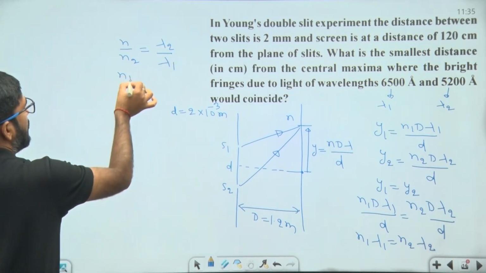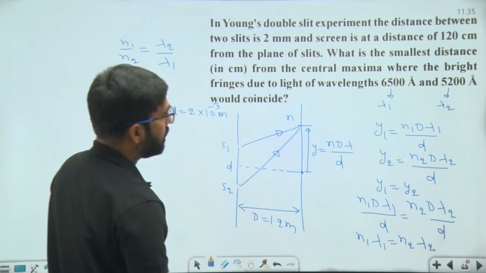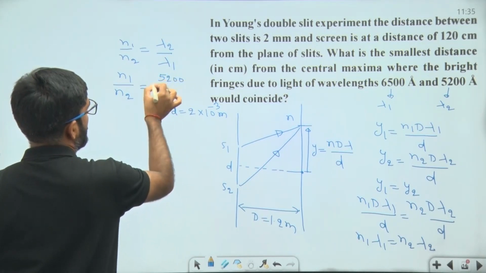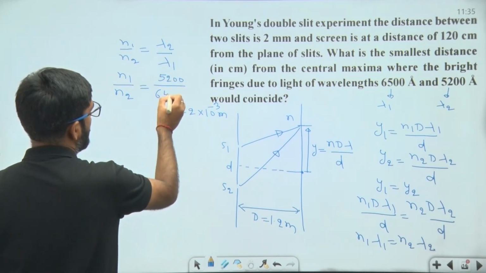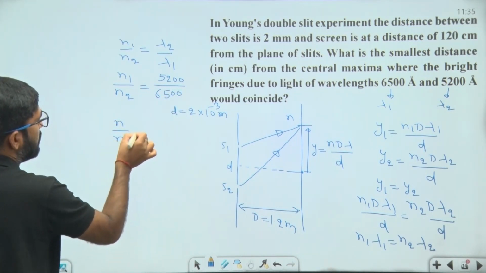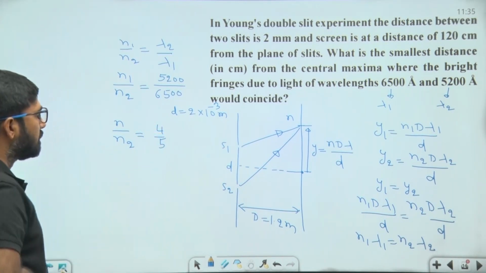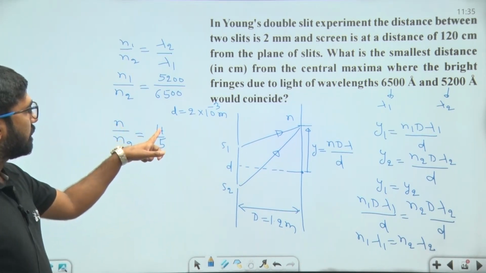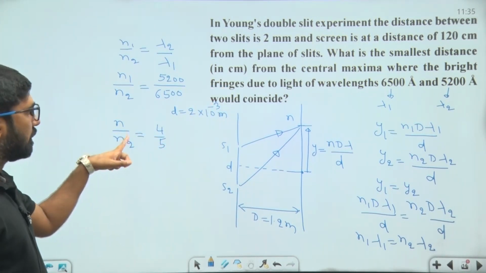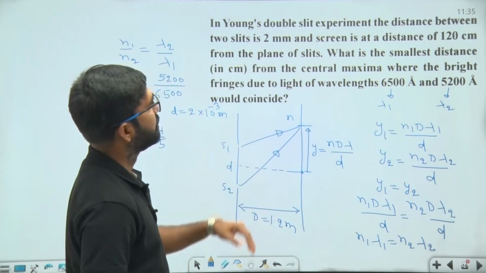That means n1 by n2 equal to lambda 2 is 5200 upon lambda 1 is 6500. That means n1 by n2 equal to 4 by 5. That means fourth order maxima corresponding to lambda 1 coincides with fifth order maxima corresponding to lambda 2. Then we have to find out the distance.